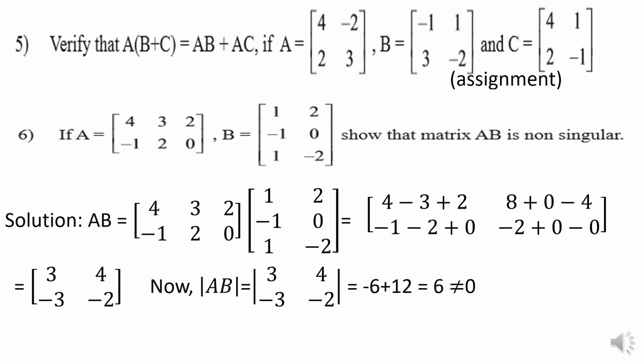Now, to find whether the matrix AB is non-singular or singular, we convert the matrix into a determinant. So we convert AB into mod AB, write it as a determinant and find the answer. We find that we get 6 as the answer. Since we don't get 0 as the answer, we can conclude that the matrix AB is non-singular. Yes, in the previous lecture, we had learned what is a singular and a non-singular matrix, isn't it? So thus we can conclude that AB is non-singular.